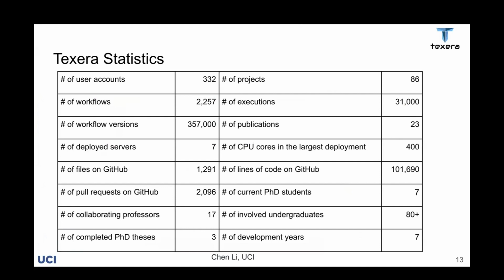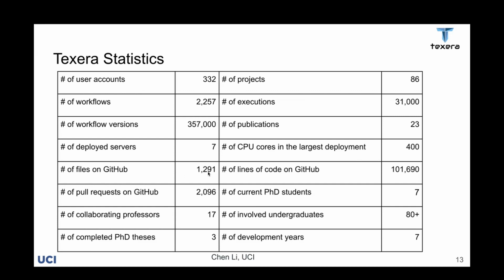So this slide shows some statistics about the Texera platform. We started the development more than 7 years ago. We have a lot of active users, and we have a lot of users, projects, workflows, executions, versions, publication papers, servers. And in one of the largest deployments, we are running the whole platform on a cluster of 100 machines. Each machine has 4 cores. So that deployment has 400 cores.